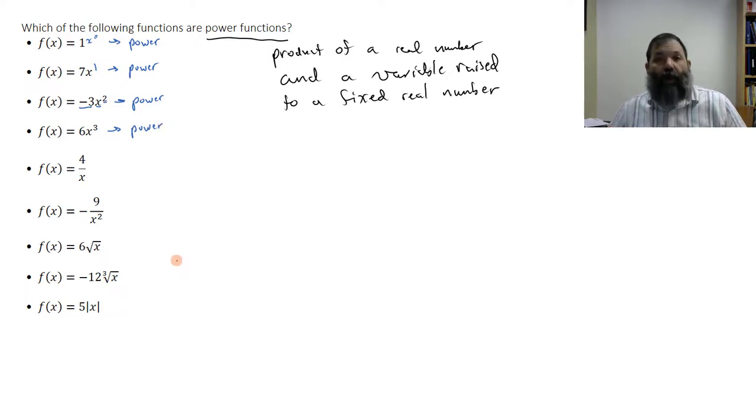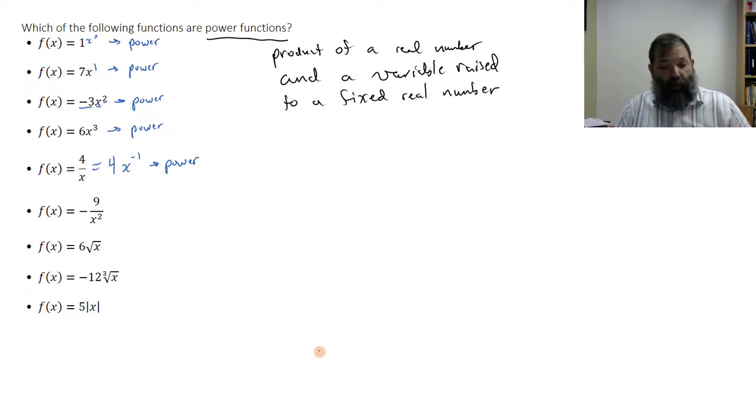What about 4 over x? All right, so this one's a little tougher, but if you remember your rules for exponents, this is the same as writing 4 times x to the negative first power. And so I have a coefficient, a constant, a real number, 4, and a variable, x, raised to a fixed real number, negative 1. This is a power function.